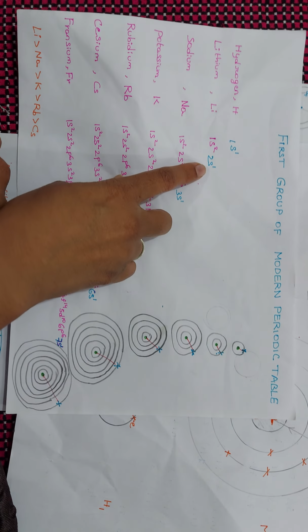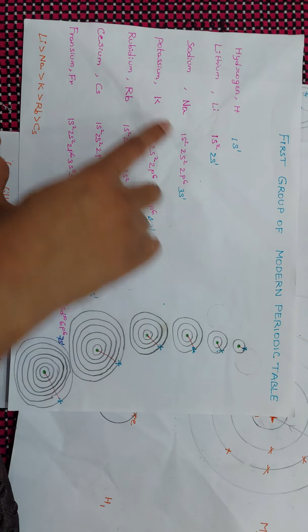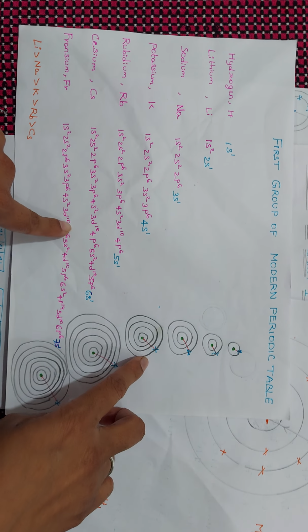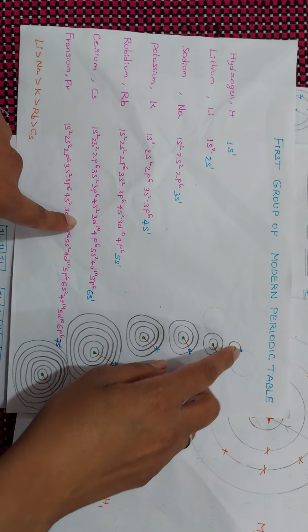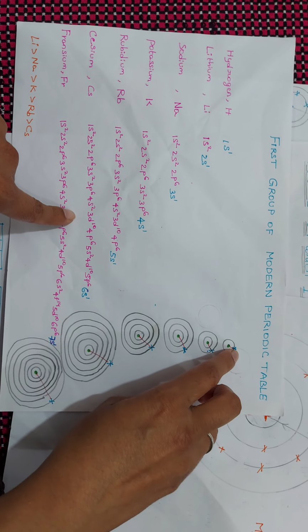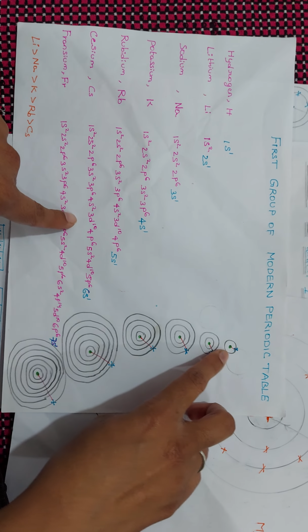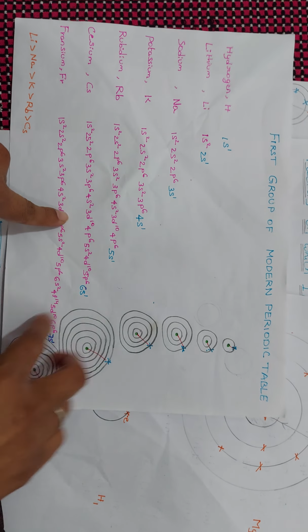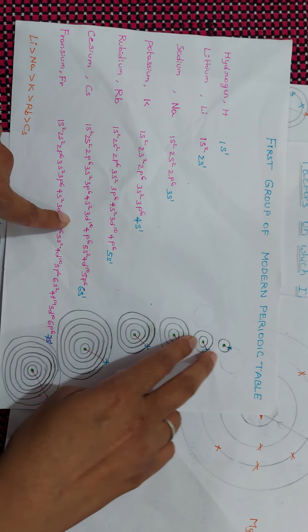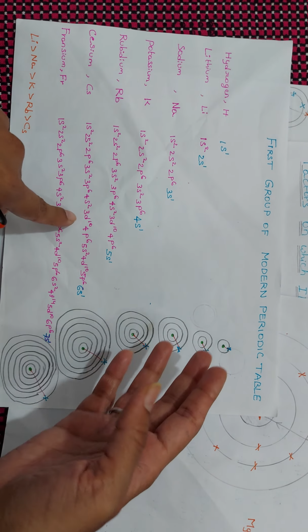For lithium, the valence electron is in the second orbit. For sodium, it is in the third orbit. For potassium, it is in the fourth orbit. As we go down the group, the number of shells increases. So the distance between the nucleus and the valence electron goes on increasing as we go down the group. So the strength of attraction between nucleus and valence electron is decreasing. So we can easily remove.